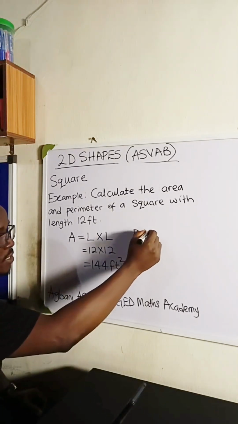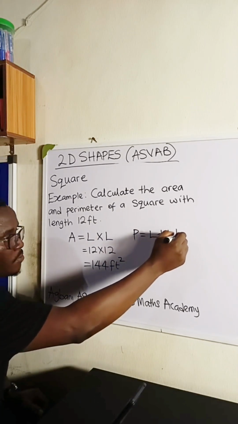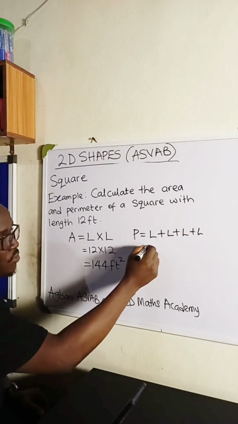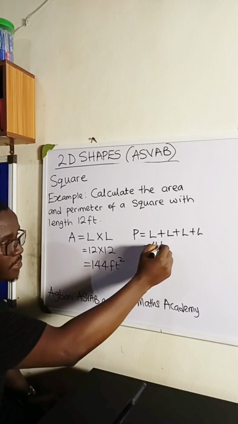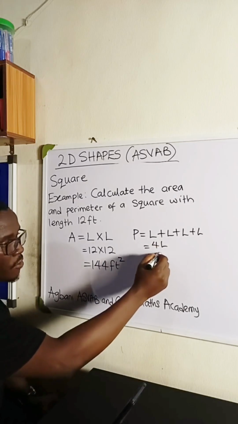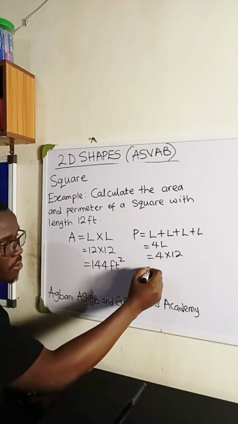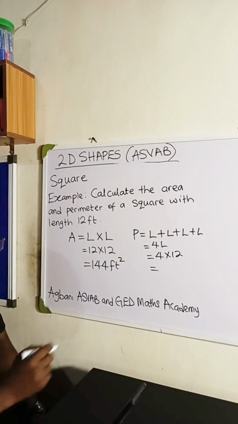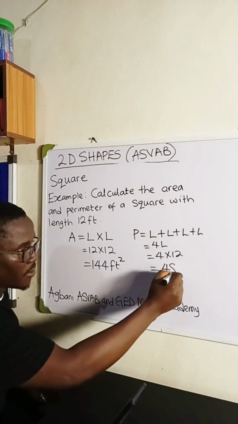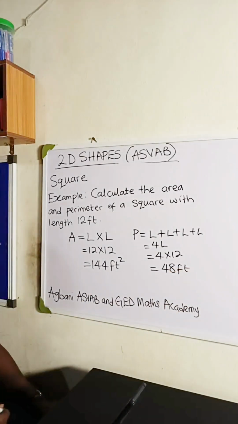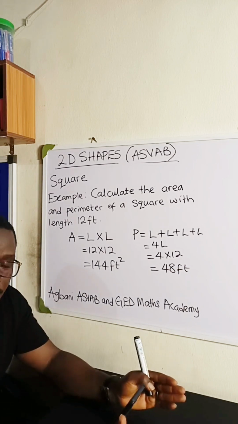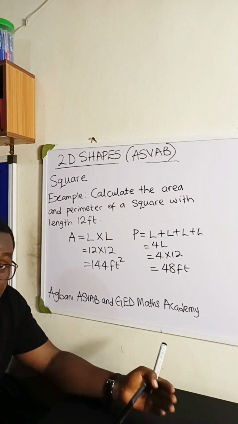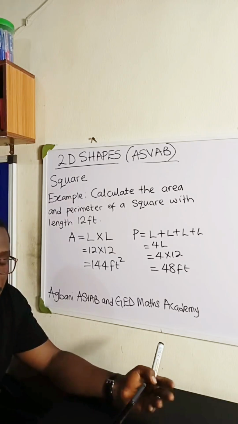of this square is length plus length plus length plus length, or you can simply say 4 times length. So we have 4 times 12, which is going to give us 48 feet. Whenever you're solving questions like this, you should ask yourself, am I asked to solve for area, or am I asked to solve for perimeter?